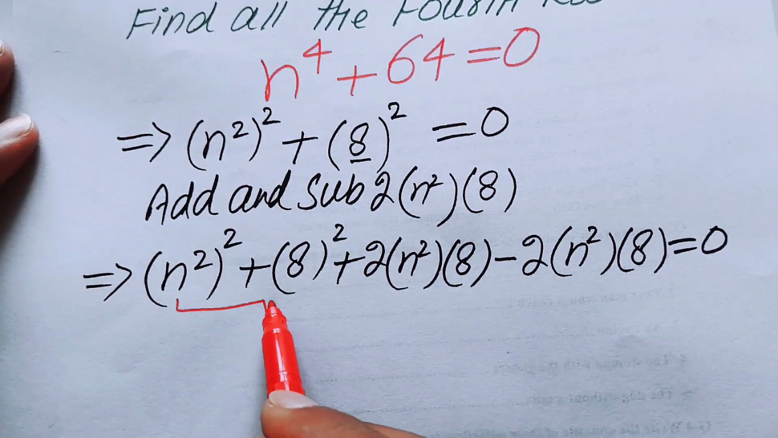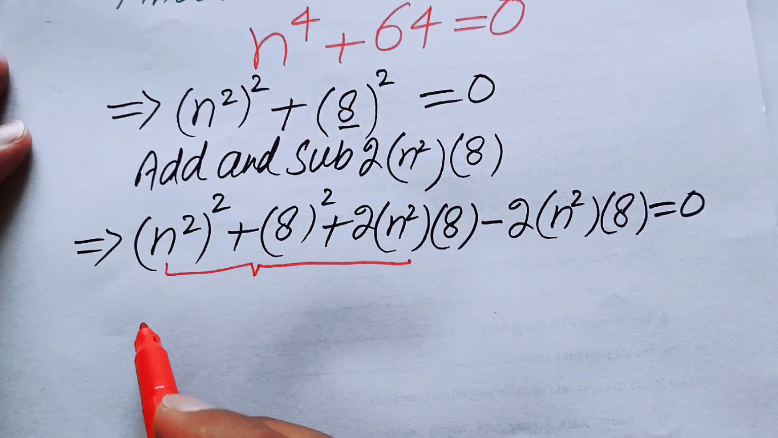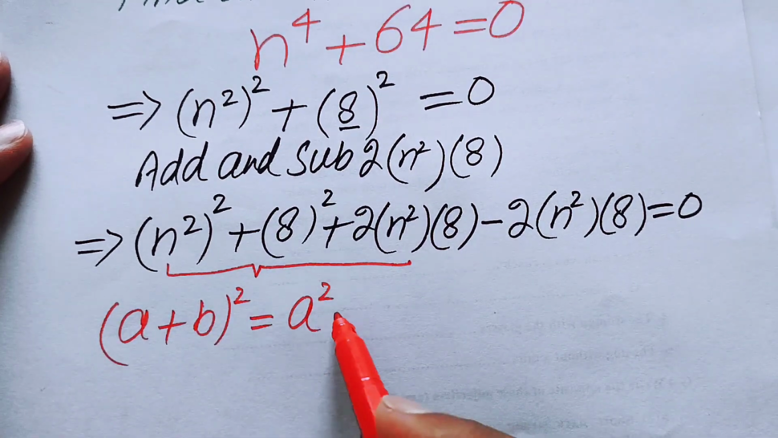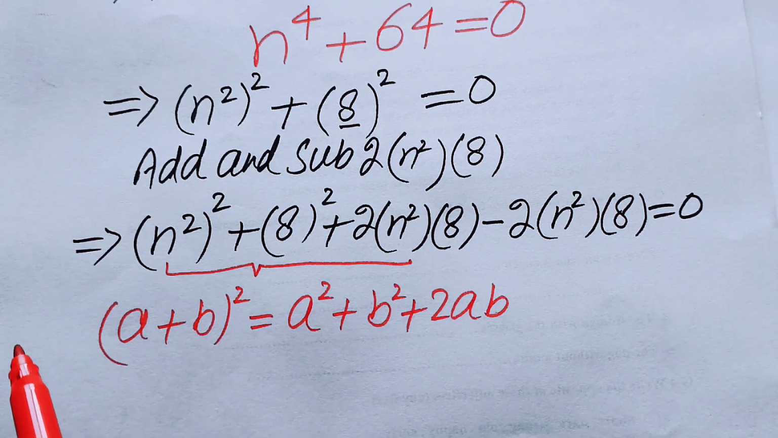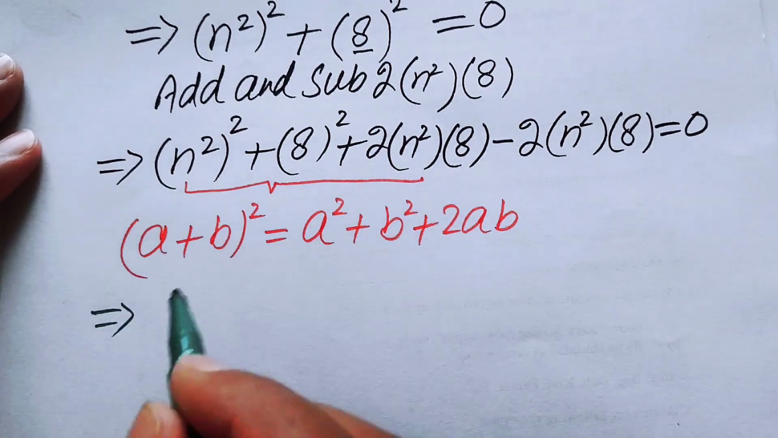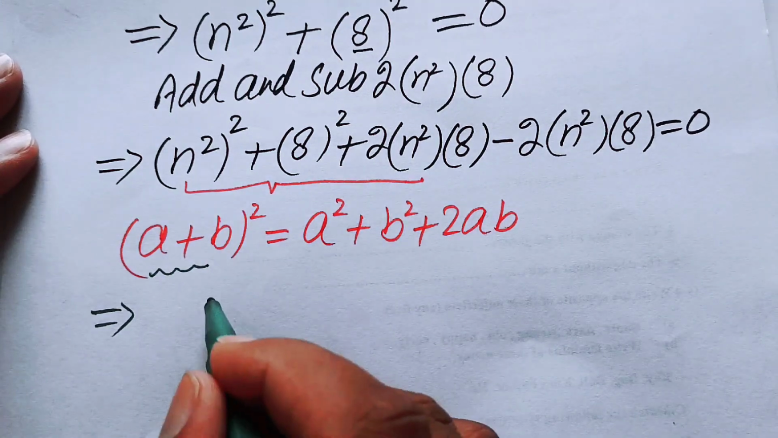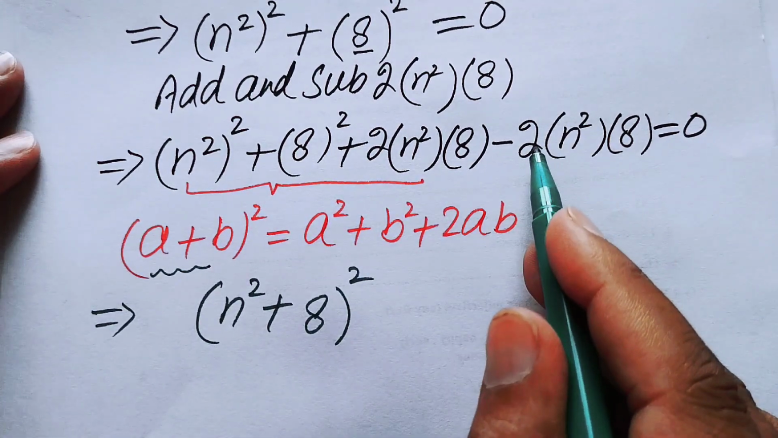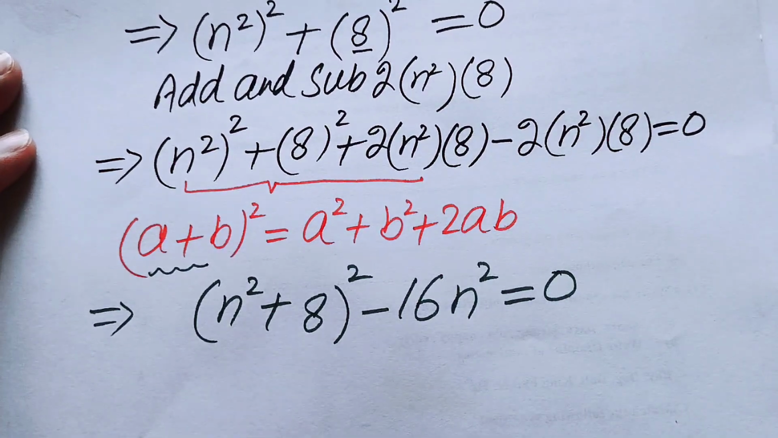Now you can focus on these terms, and here we will use an important formula, which is a plus b whole square is equal to a squared plus b squared plus 2ab. We complete this formula so that we get the left hand side in completed form, so we combine these terms and you get n squared plus 8 whole square, and here you have minus 2 8s are 16, minus 16 times n squared is equal to 0.